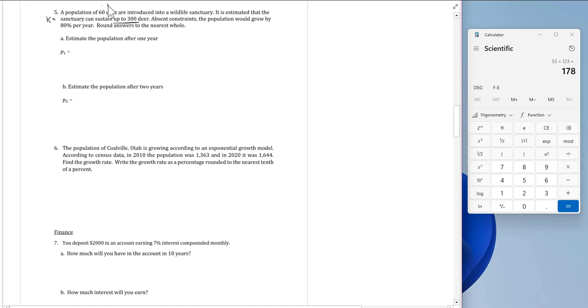I'm starting with a population of 60, and given the constraints, the population would grow by 80%. So that means my rate normally would be 0.80, but that's going to be impacted by the sustainability number. So I'm going to go to the back worksheet and look up the logistics formula.